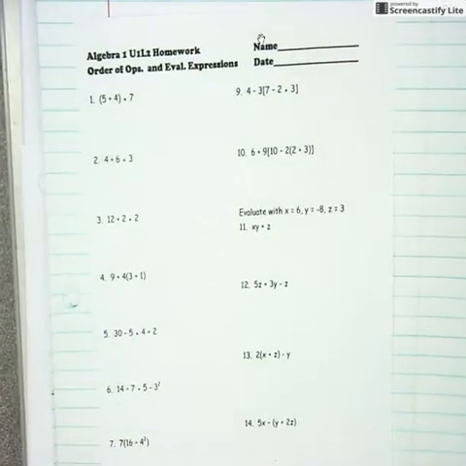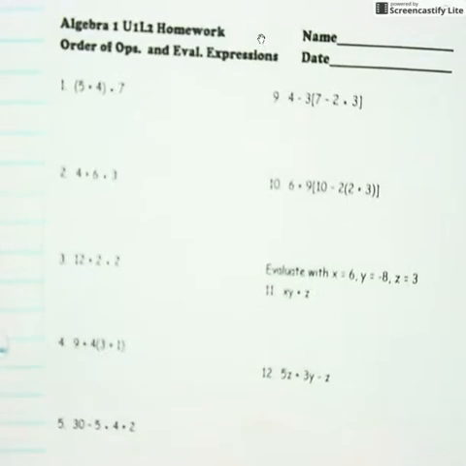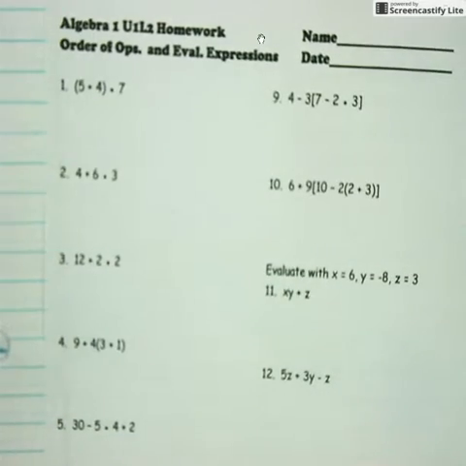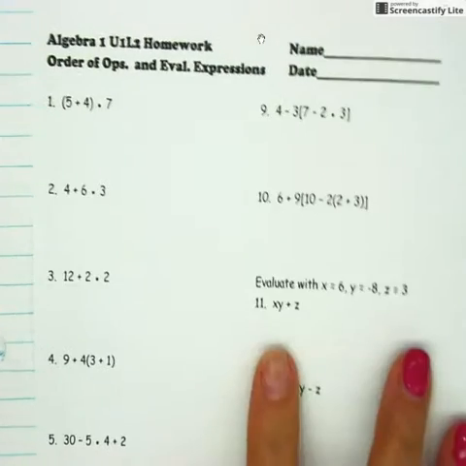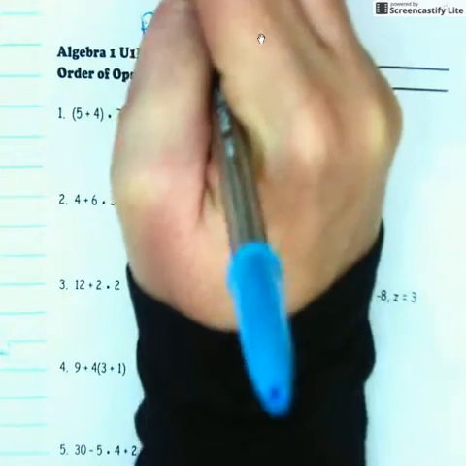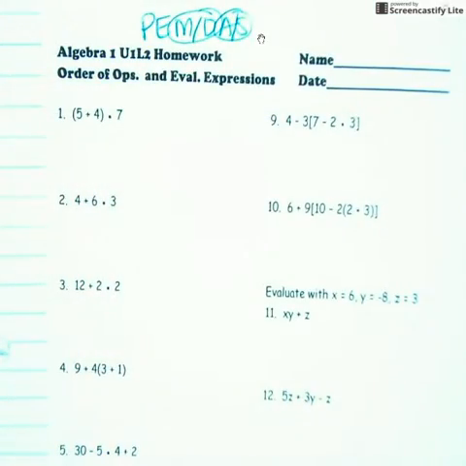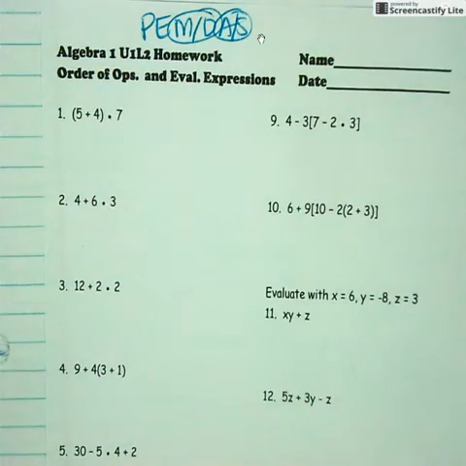All right, so I'm going to work through a few of your homework problems from tonight. If you start by looking at over here on problem number 1, following our order of operations, and remember that is parentheses, exponents, multiplication, division, addition, subtraction, and those are grouped according to whichever comes first from left to right.